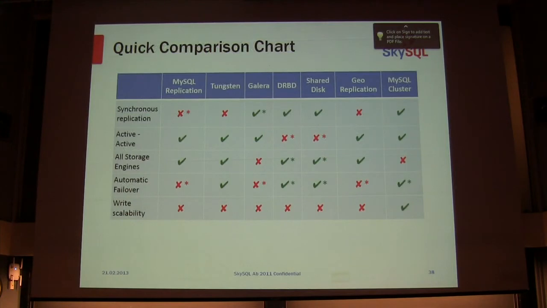Right. And here's a list of all of these solutions I talked about, a few of the important features and whether they have them or not. The async solutions are Tungsten and MySQL replication, and whether they're active, and so forth. The only solution that does provide write scalability is MySQL Cluster. Because of the distribution of data, it actually scales writes for you. The more nodes you have, the more writes you can do per time, because each write only has to go to two nodes. So it's the only solution that actually scales writes.